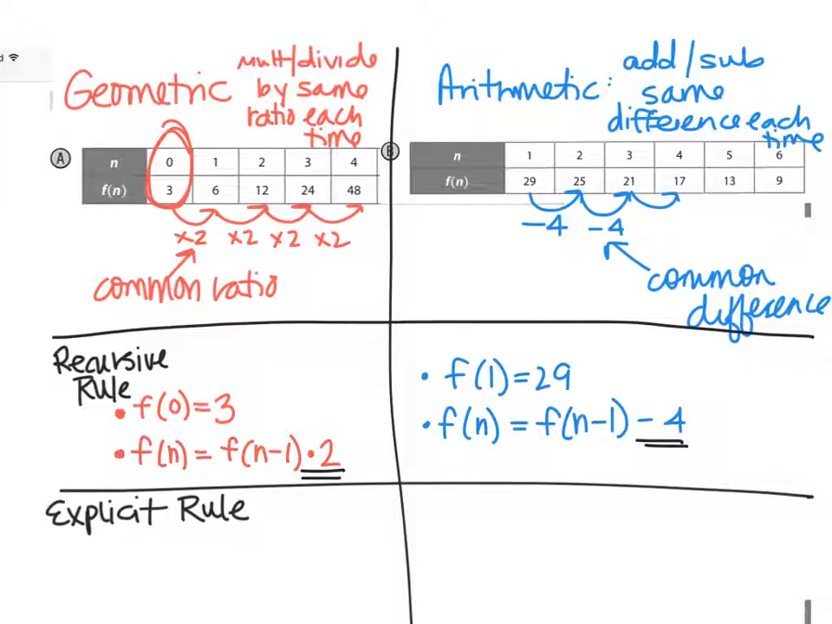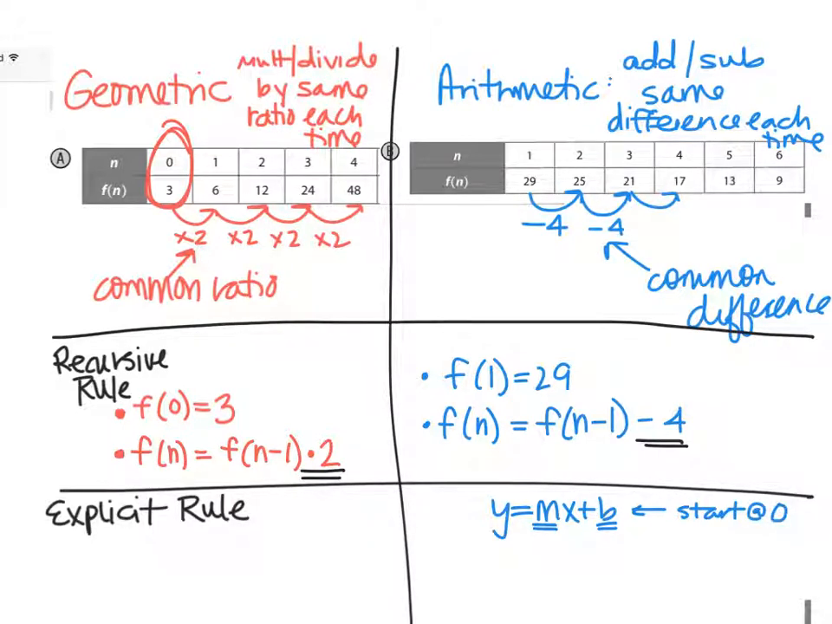Explicit is a little bit different, and I'm actually going to start with the arithmetic this time. Explicit in arithmetic is like saying y equals mx plus b, where b is your starting point and m is what you're counting by. But remember, mathematicians are weird and they start at 0.